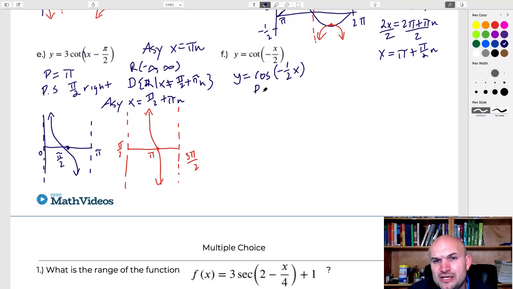So my period is going to be pi divided by 1/2. Multiply by the reciprocal, you're going to get 2 pi. That's a horrible 2 pi. All right, so originally the period is from 0 to pi. Now it's going to be from 0 to 2 pi. So you can see everything is getting elongated, right?